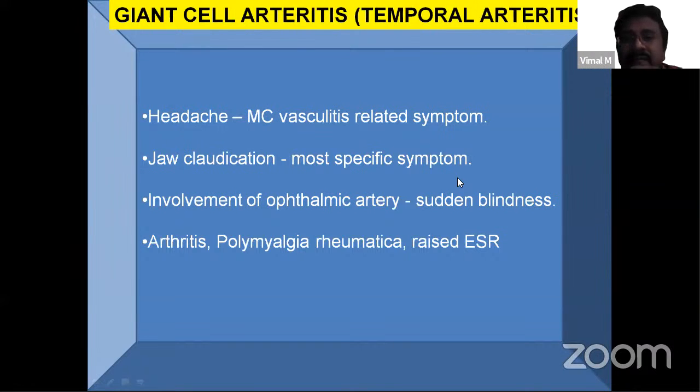And sometimes, when the ophthalmic artery is involved, the patient may go in for sudden blindness. Sudden blindness also can be there. So the other associated features include arthritis, that is inflammation of the joint, polymyalgia rheumatica, and also elevated ESR.